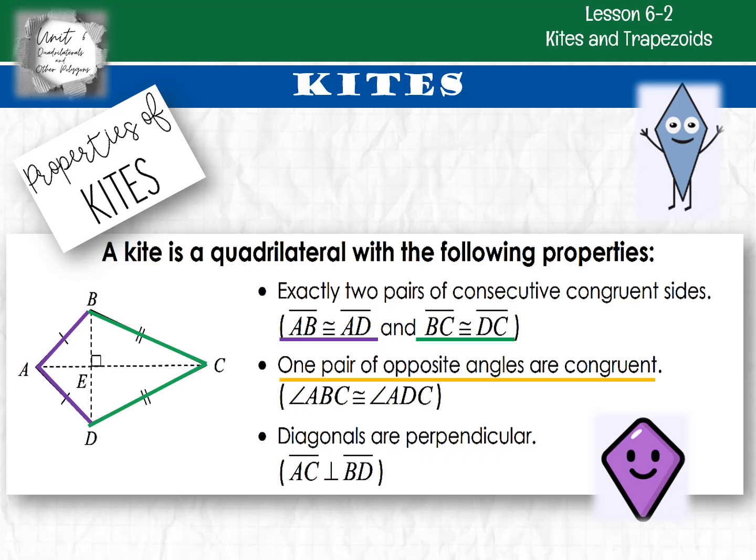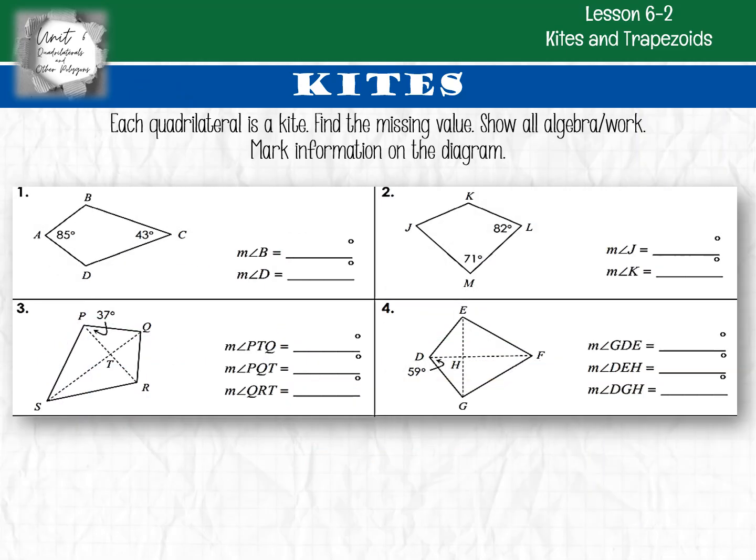One pair of opposite angles are congruent. That's those two right there. That is, angle ABC is congruent to angle ADC, and the diagonals are perpendicular to each other. So, of course, it makes four right angles in there, four right triangles, two pairs of congruent ones. We'll use all that. Examples. Each quadrilateral is a kite. Find the missing value. Show all work. Mark information on the diagrams.